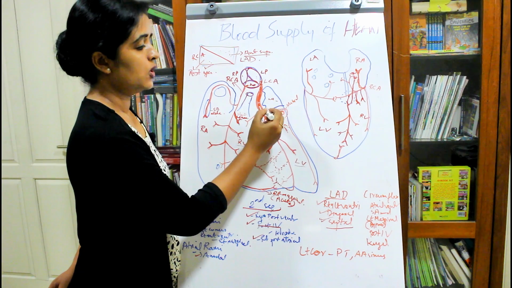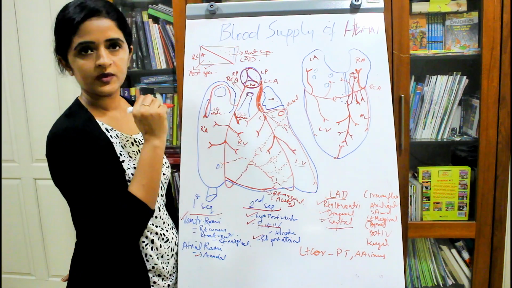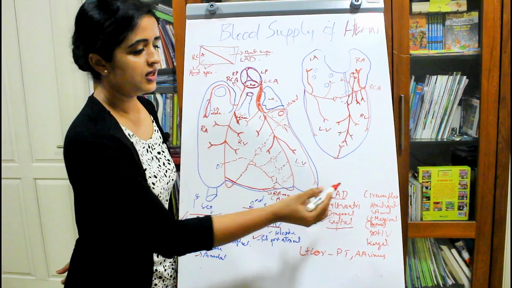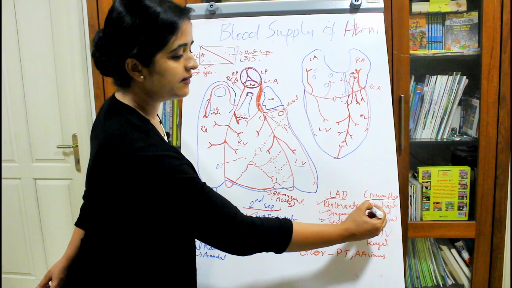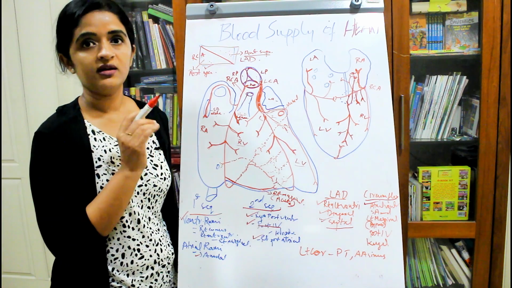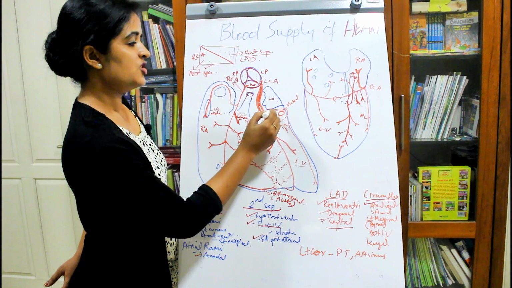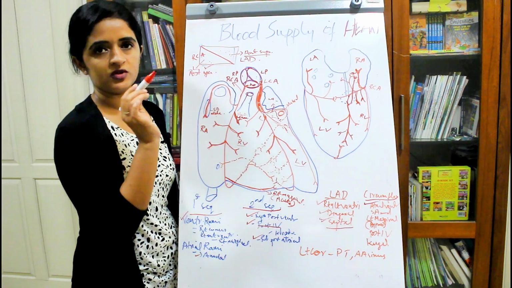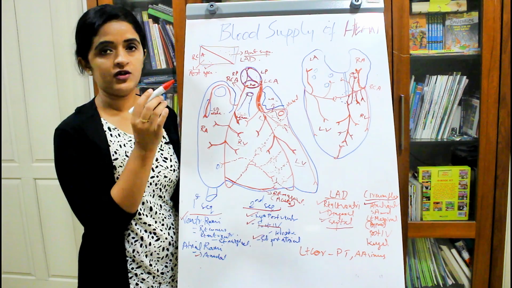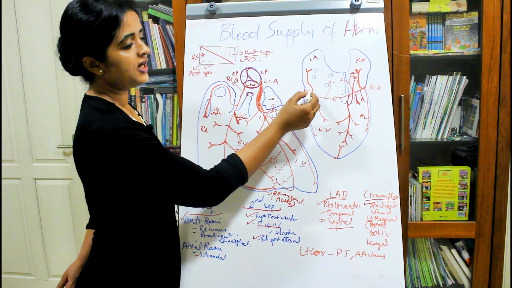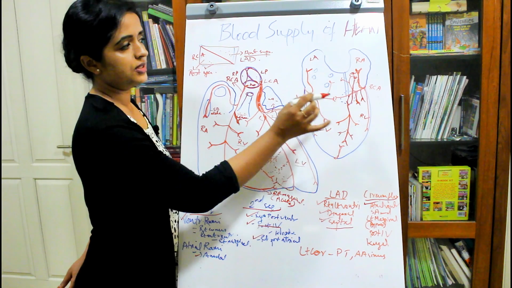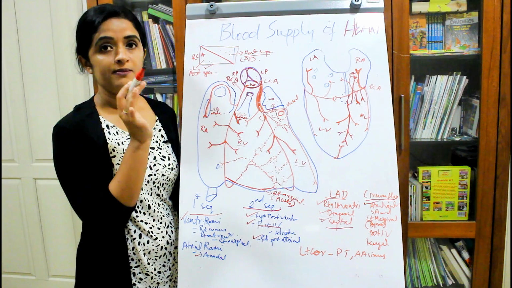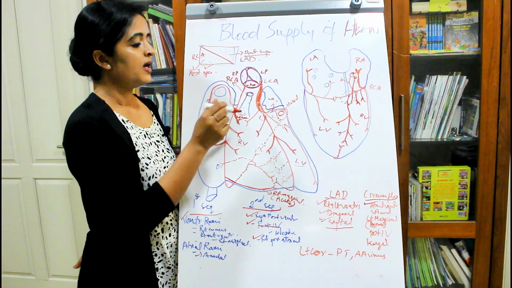Now we will move on to the circumflex branch of the left coronary artery. What are its branches? This is the circumflex branch. You have the atrial and ventricular rami, so the circumflex branch supplies the atrium as well as the ventricle. From the anterior aspect and the posterior aspect, you can see the left coronary supplying mainly the left atrium and left ventricle. That is the importance.